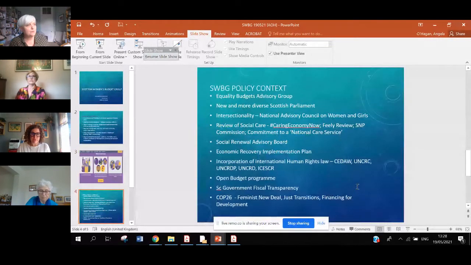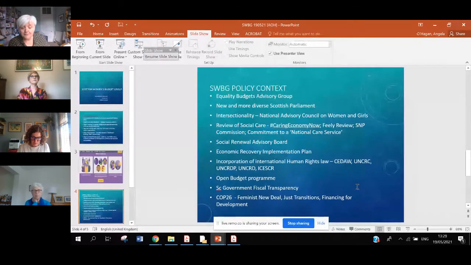Now, some of the challenges and opportunities we have are in the policy context in Scotland. In the introduction, Marianne mentioned the Equality Budgets Advisory Group, which is an unusual creature. It's a mixture of Scottish Government officials and external members from various equality and human rights organisations, Audit Scotland, Joseph Rowntree Foundation, and the Scottish Women's Budget Group. The intention is to advise the Scottish Government and, through the officials, the Cabinet Secretary for Finance and the Cabinet on processes to improve and embed gender and equality analysis in the Scottish budget process.